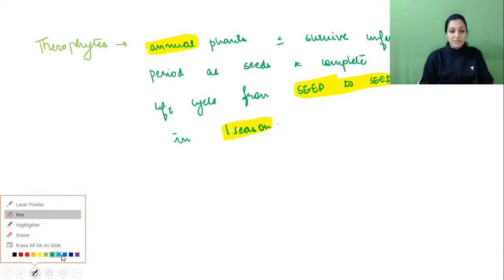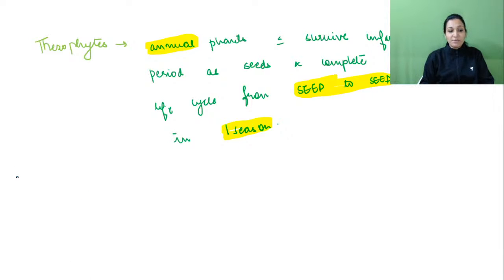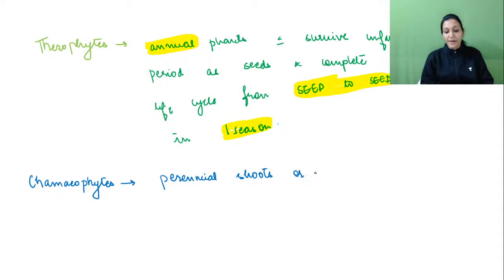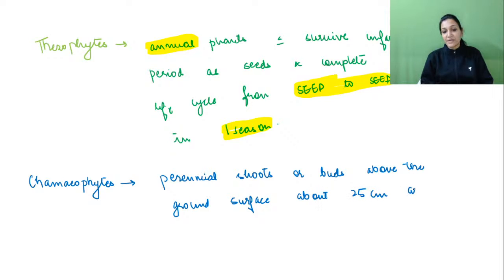Coming to the next Raunkiaer's life form, that is chamaephytes. So what are chamaephytes? They are the perennial shoots. They can be perennial shoots or buds, and are above the ground surface, about 25 centimeter above the ground.